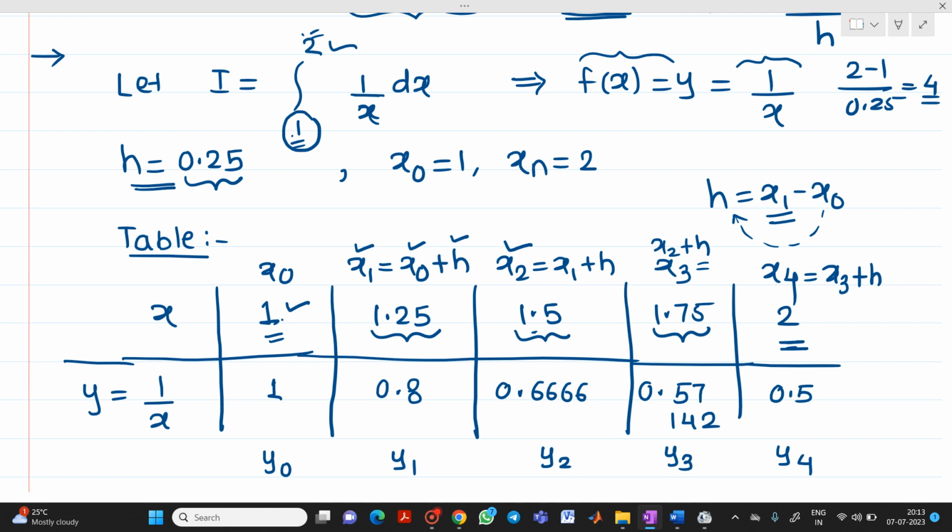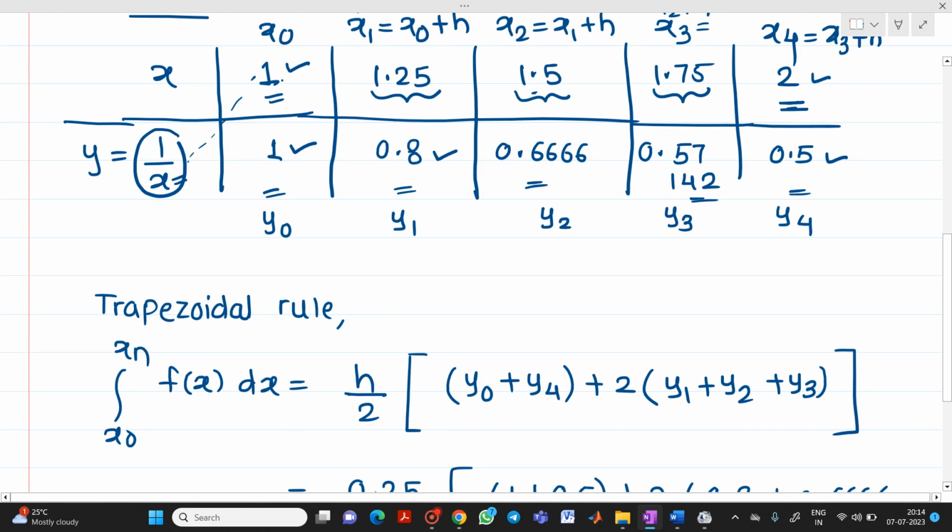So it will be 2. Now we have the function y equal to 1 upon x. So what you have to do is put x equal to 1, and you will get the answer 1. Put x equal to 1.25, you will get the answer 0.8. Likewise, up to 2, if you put it, you will get 1 upon 2, which is 0.5. So these are the corresponding y0, y1, y2, y3 and y4 values.